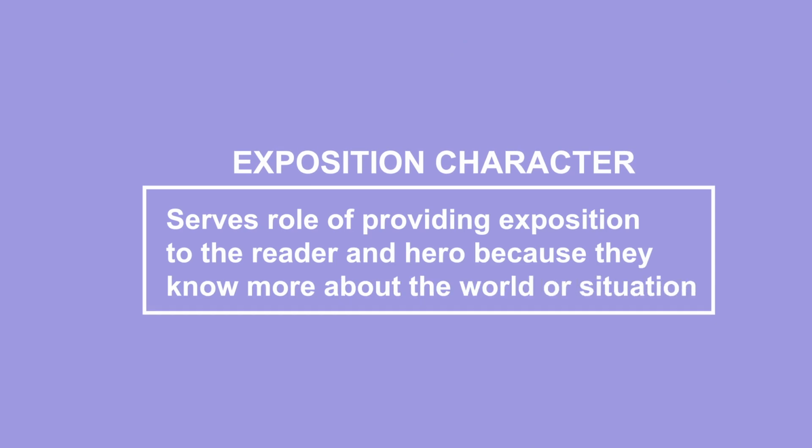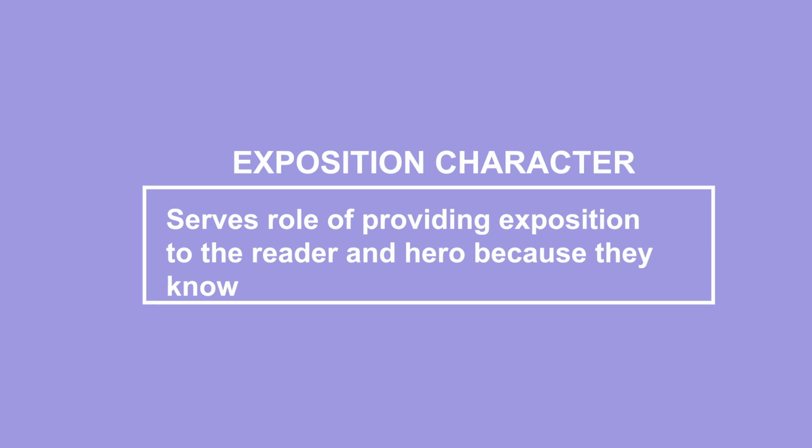An exposition character is a character who serves the role of giving exposition to the reader and the hero, probably because they know more about the world or situation than the hero does. Hermione Granger from the Harry Potter series is a very memorable example of an exposition character. Because she's so well read and loves to spend time in the library, it's believable that she knows so much about everything. Consequently, she's often the one who reveals much needed backstory, exposition, or information about an important plot point involving Harry. In the first book, Hermione is the one who tells Harry about Nicholas Flamel and the Sorcerer's Stone, and she continues to do the same with other important pieces of information throughout the series.